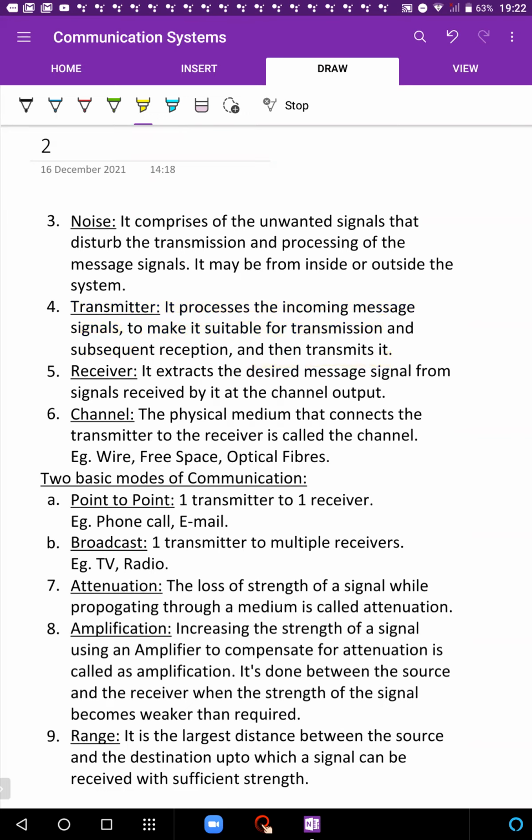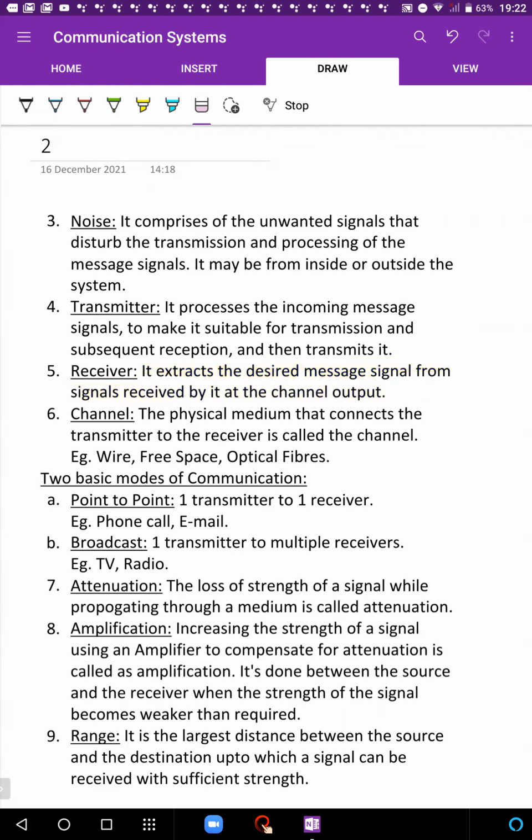The receiver, as it receives that signal, extracts the desired message signal from the signals received by it at the channel output. So you are receiving radio signals right now. But those radio signals are somehow carrying my voice, and the receiver in your phone decodes that signal and reproduces my voice with all the intensity and pitch variation, everything. So it's really amazing technology.